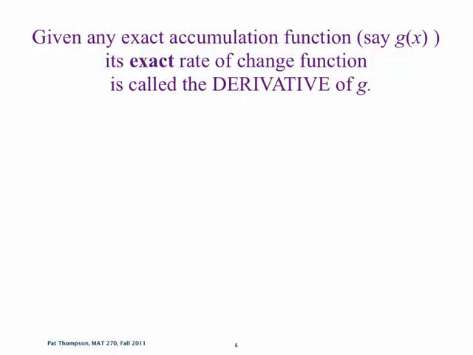Okay, so now, given any exact accumulation function, say g of x, its exact rate of change function is called the derivative. That's what the derivative is: the exact rate of change function for a given accumulation function.